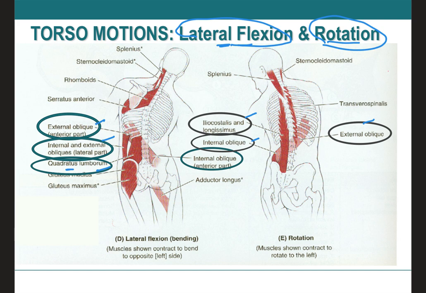For lateral flexion, think of it this way. The quadratus lumborum, remember how it's lateral to the kidney, therefore it will help with lateral flexion. And the iliocostalis and longissimus, because they're right close to the spine, so the midline, they will help with rotation.